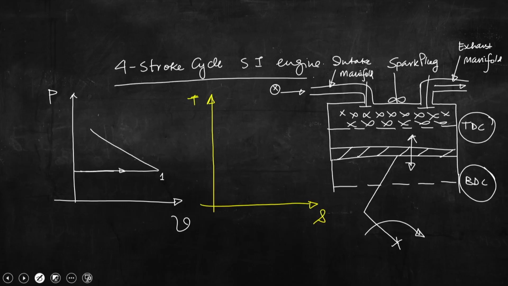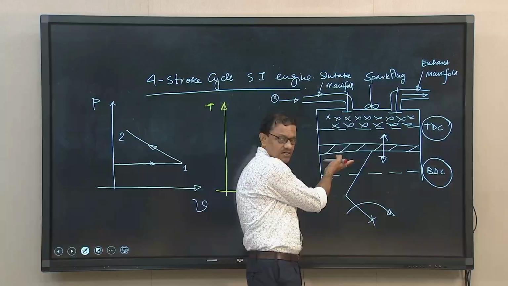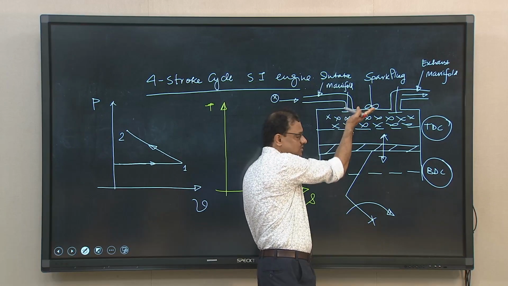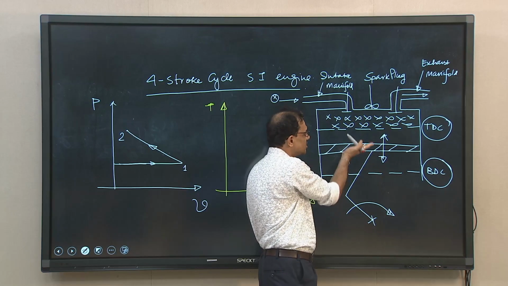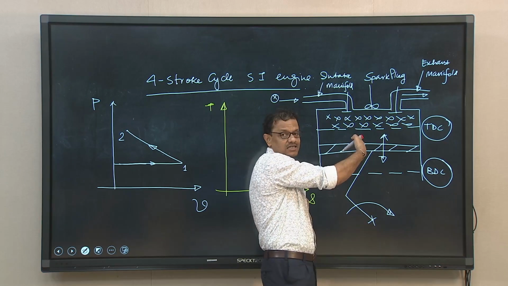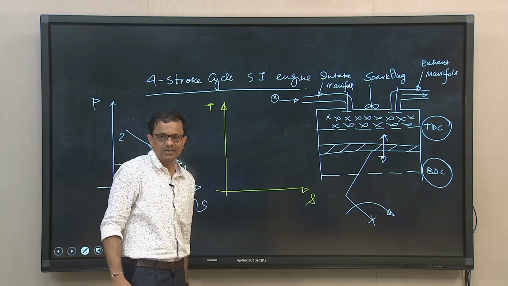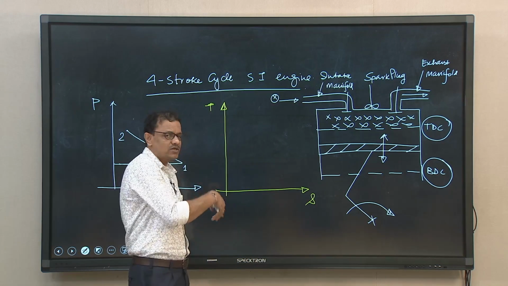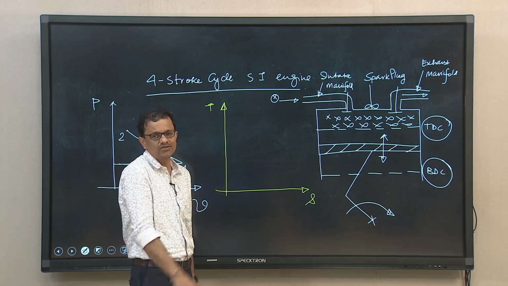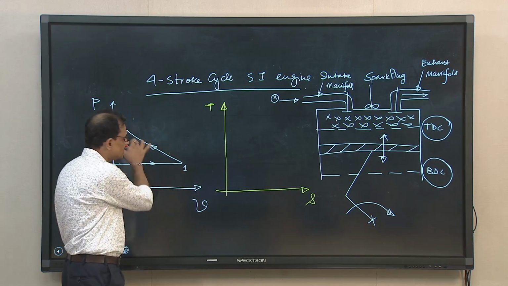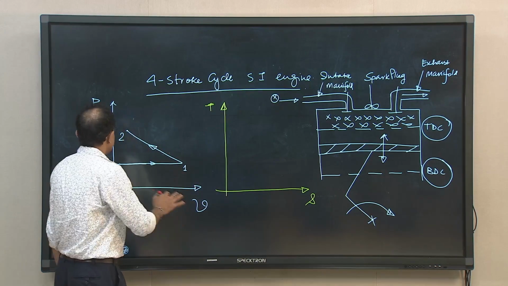So, if that is the case, then process 1 to 2, as you know very well, is isentropic compression. Both the valves are closed now, the piston is travelling back from BDC to TDC and the entire charge is getting compressed. So, the process is a compression process and we can approximate it by an isentropic compression, so that we can easily map it here.